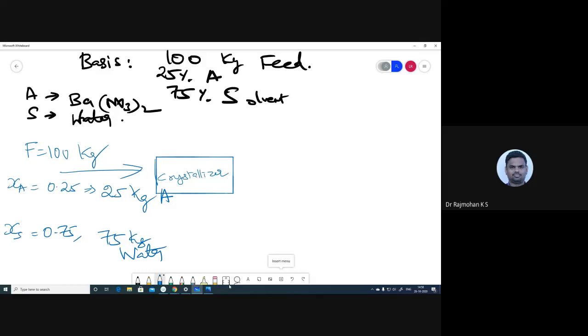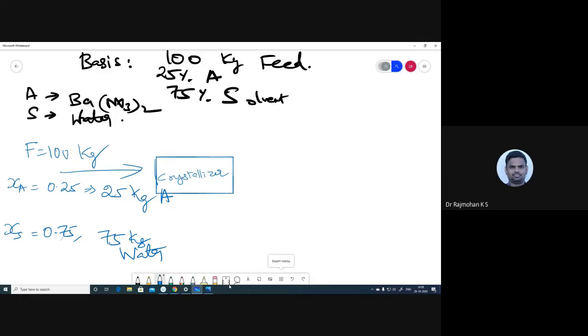So we are writing the mass fraction of A in feed as 0.25. Therefore, the amount of A present in feed is 0.25 into 100, which is 25 kg. Similarly, the solvent is water, the remaining 75%. Therefore, 75 kg of water is present in the feed. So now we have the feed condition.